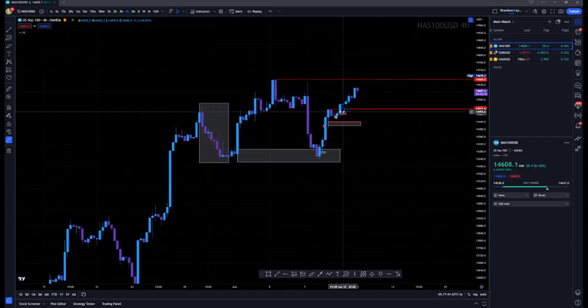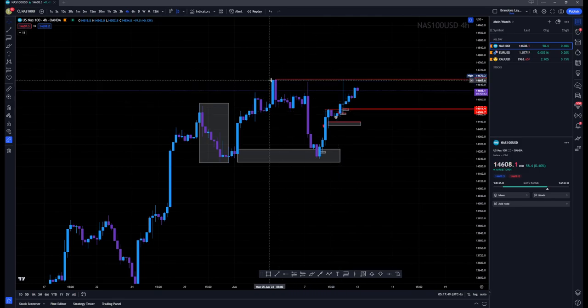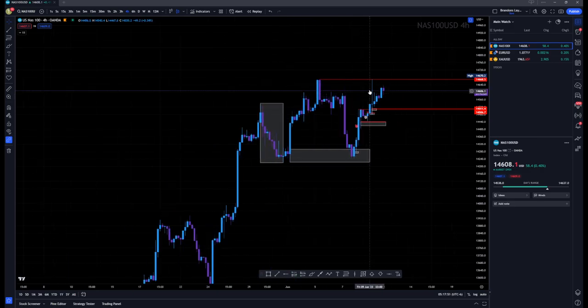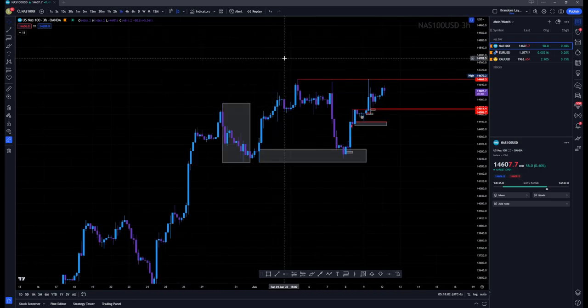Alright, so what we wanted to see was price coming to run this high, and as you see, it wicked just above it, fell down, came back, and then we continued up ever since on the 4-hour.